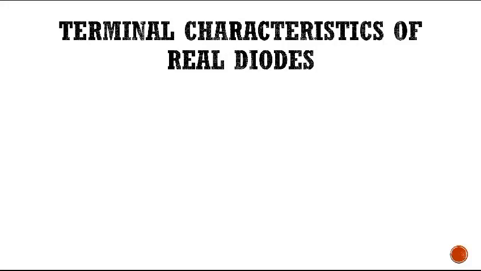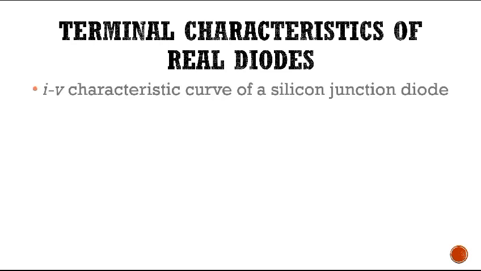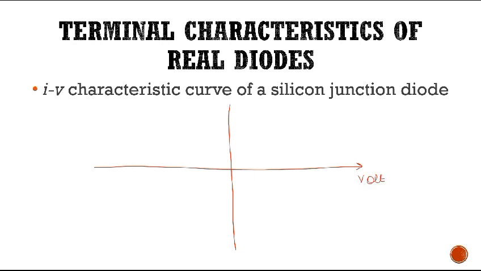Terminal characteristics of real diodes. For this, we will understand the current voltage characteristic curve of a silicon junction diode. This curve is entirely nonlinear and it looks something like this, where this horizontal axis is representing voltage and this vertical axis is representing current.